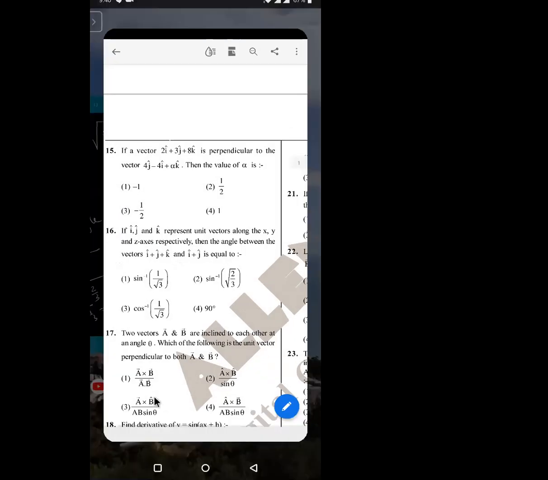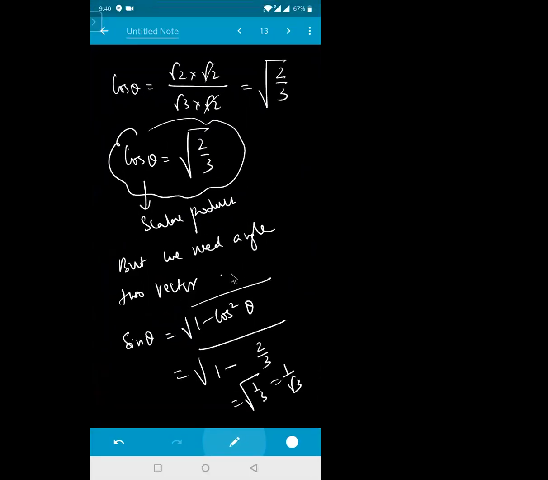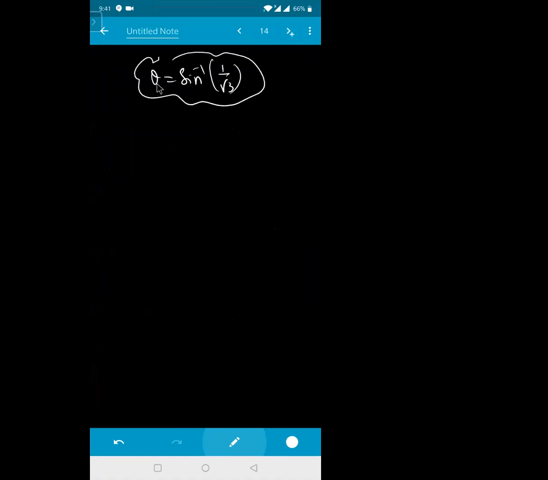So I can get the value of sin theta because I know the trigonometry. Sin square theta plus cos square theta is equal to 1. So from this one, you take the sin square theta. So sin theta value, if I'm taking, this will go here. So it is 1 minus cos theta. If I remove the square, it is under root of 1 minus cos square theta. So write the value of cos square. This is 2 by 3. So 1 minus 2 by 3 is 1 by 3 under root. So that is equal to 1 by root 3.